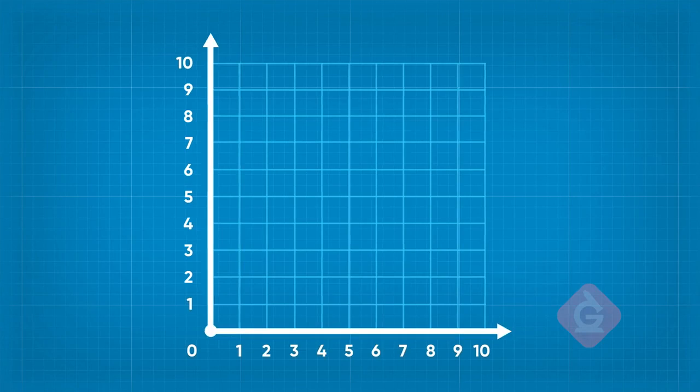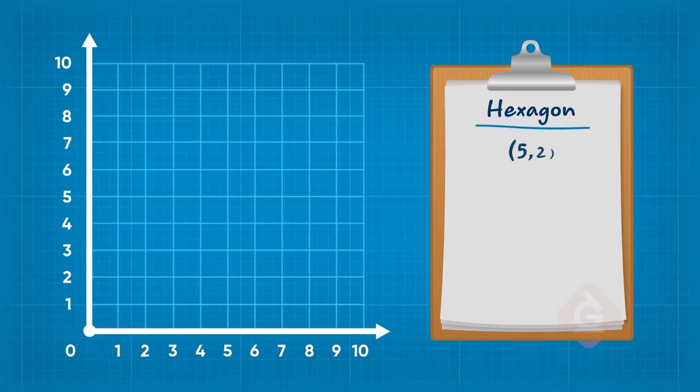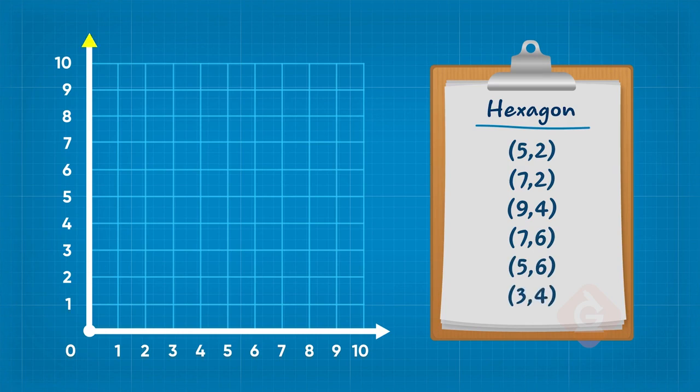The hexagon will have its corners located at points 5, 2, 7, 2, 9, 4, 7, 6, 5, 6, and 3, 4. Let's put the first corner at 5, 2, which means we start here at the origin and move 5 units to the right and 2 units up. To plot the next point, 7, 2, we start at the origin and move 7 units to the right and 2 units up.